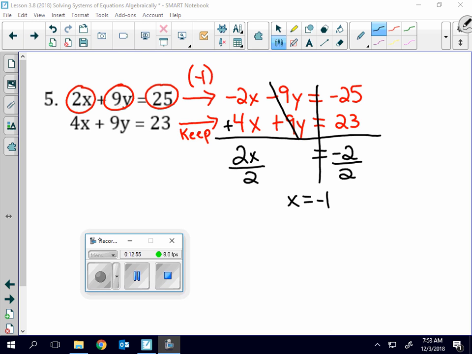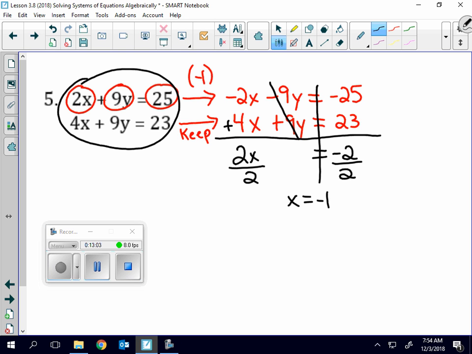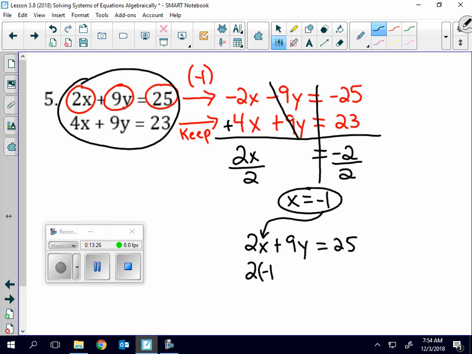Once we have x, we can get y. I'm going to use one of these original equations. Okay, I'll just pick the top one. 2x plus 9y equals 25. And do write down everything I write, please. That way you can follow your work later. We'll circle this x, and we'll point that to the x in this equation because that's what we're doing. We're plugging it in. So this is 2 times a -1 plus 9y equals 25.